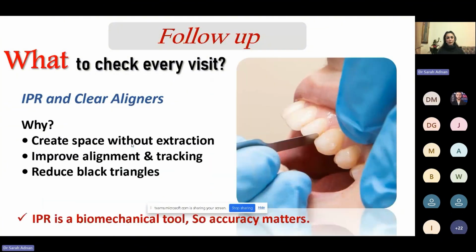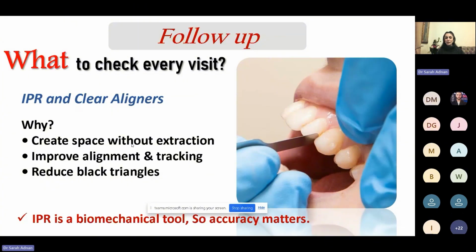Another important aspect to check is the IPR. IPR and clear aligners are digitally planned, so you do not have to plan it by yourself. It's all written in the planned treatment as you receive it. However, the application and the correct procedure depend on you. You should perform it exactly as the paper or the instruction says. It varies from 0.2 to 0.5 according to the case, according to the planned tooth movement.